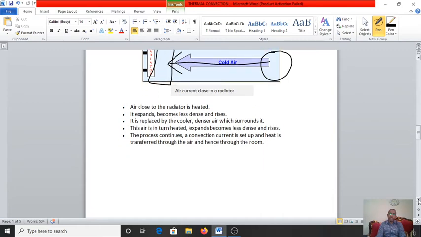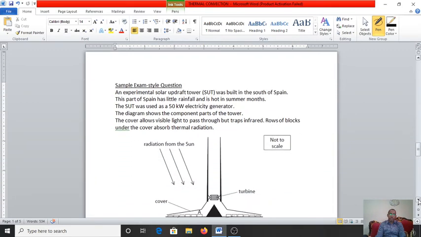So you just need to know the points. The fluid becomes heated, it expands, becomes less dense, it rises. Then when it rises, the cooler and denser fluid will fall to fill the vacuum created by the hot fluid. This creates a convection current, and the process continues. That's what you need to know. Even this question is testing that.